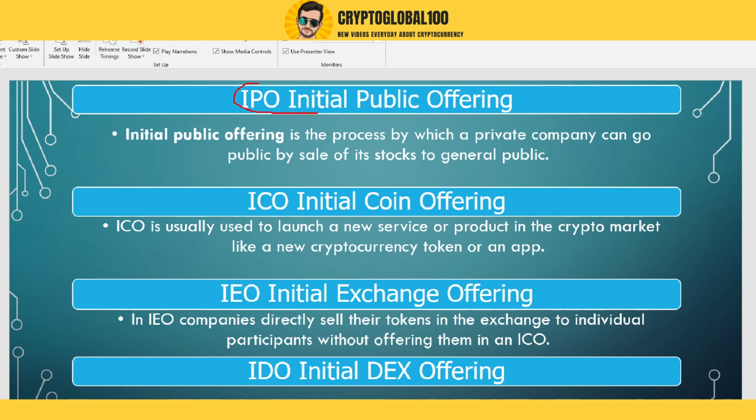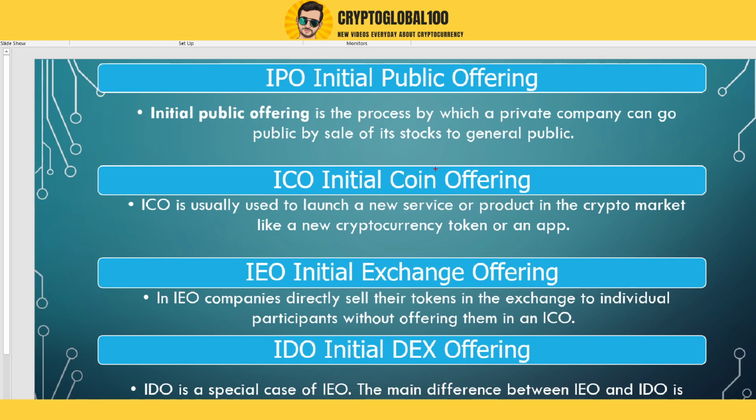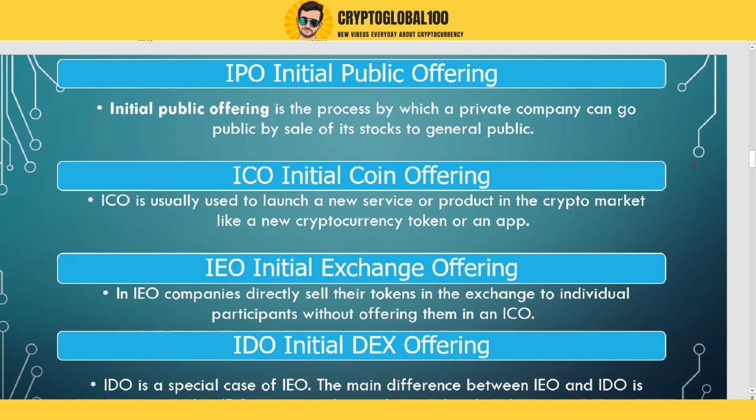IPO is basically called the initial public offering, and it is more in the stocks. It is a process by which a private company goes public by sale of its stocks to the general public. So this is the overview of IPO. The ICO is usually to launch a new service or product in the crypto market, like a new cryptocurrency token or an app.